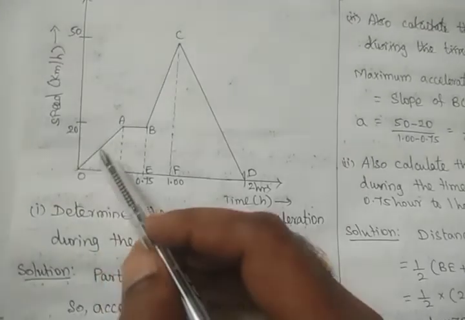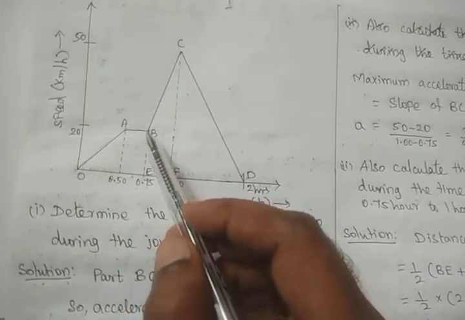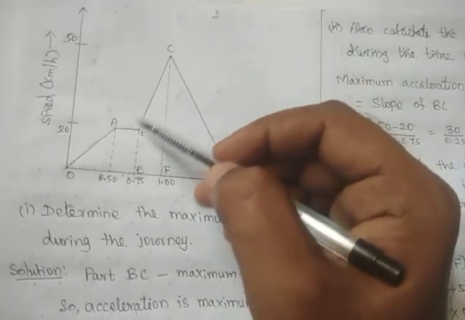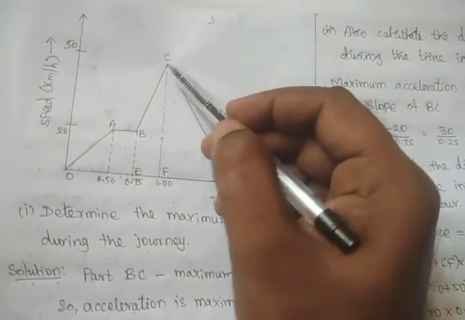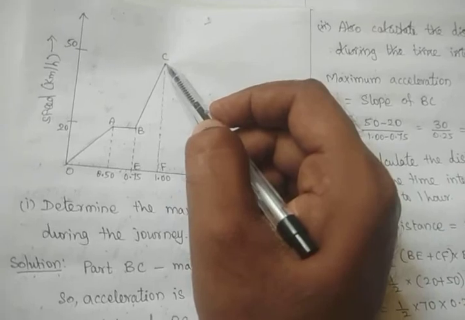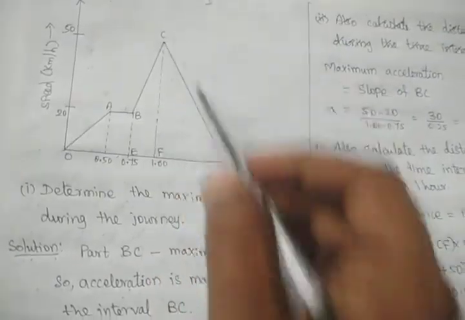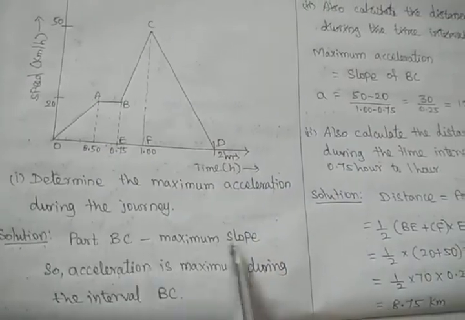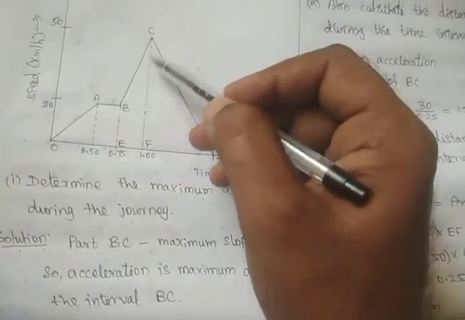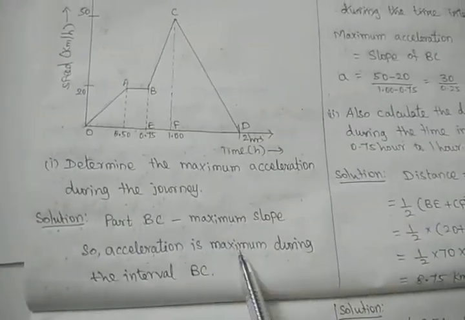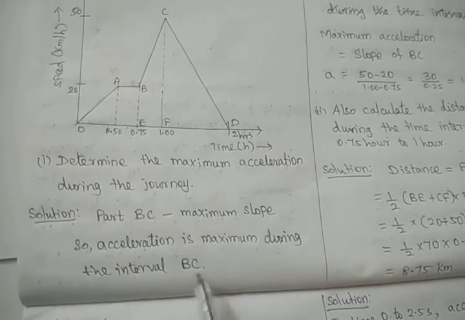So initially the acceleration increases slowly and then a steady acceleration, and the maximum acceleration is here, it is a maximum point. In order to calculate the maximum acceleration, the part BC has the maximum slope. So we can find that this is the maximum acceleration. So the acceleration is maximum during the interval BC.